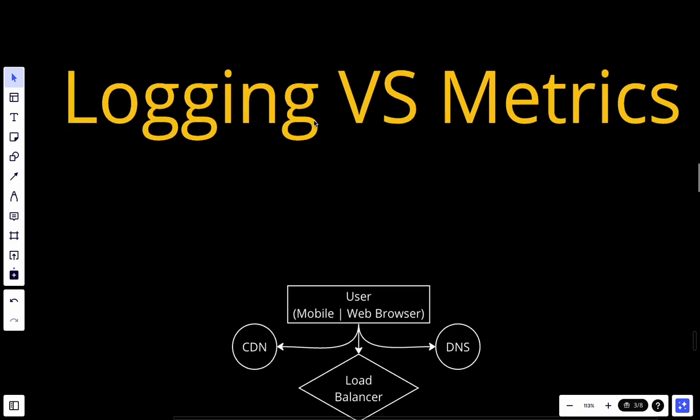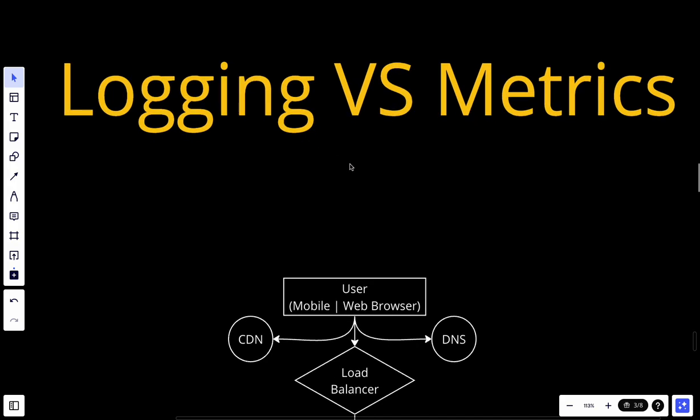Today we will talk about the differences between logging and metrics. In the previous two videos, we did a video about metrics and another one about logging, and it seems like for some of you, they look quite similar or the same. So in this video we make it specifically to show the differences between both of them and to clarify that they are not the same.